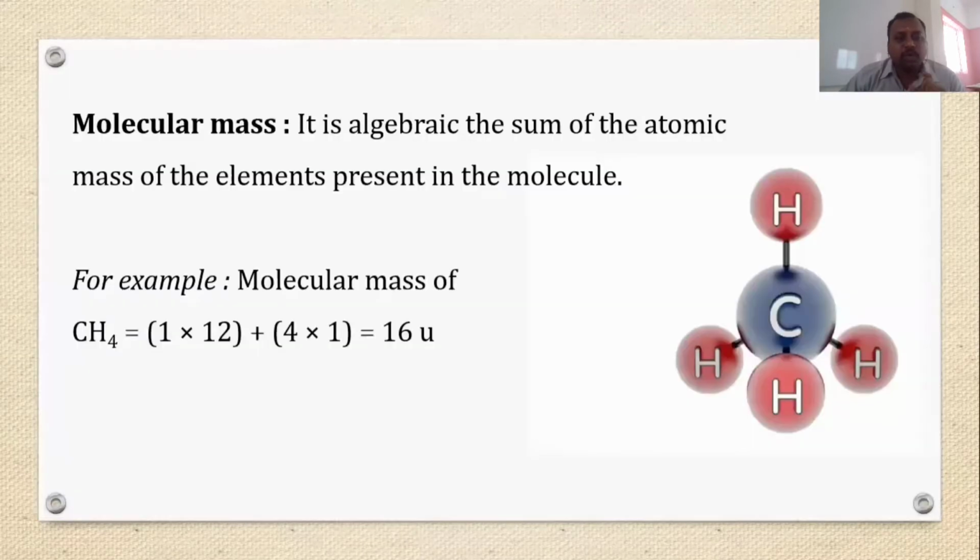Next is molar mass. Molar mass is the algebraic sum of the atomic masses of the elements in a molecule. It is called molar mass. That is simply adding. So by adding the mass of each element, we can get the molar mass.